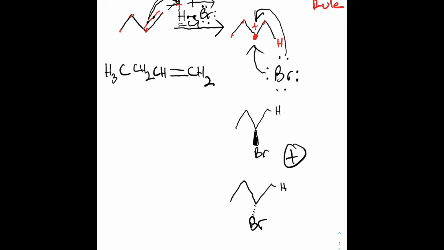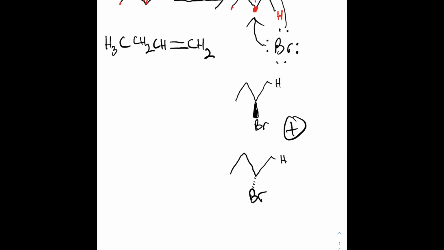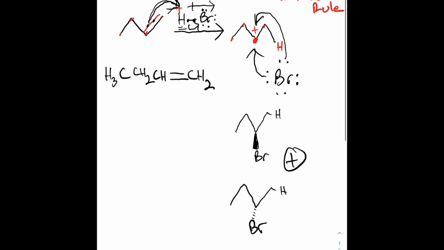And the Markovnikov rule, you can remember it like so. The halogen is going to go towards the carbon that has the least number of hydrogens, and the hydrogen is going to go towards the carbon that has the most number of hydrogens. So in this particular situation, the hydrogen added to the carbon that already had 2 hydrogens, and the bromine added to the carbon that only had 1 hydrogen.